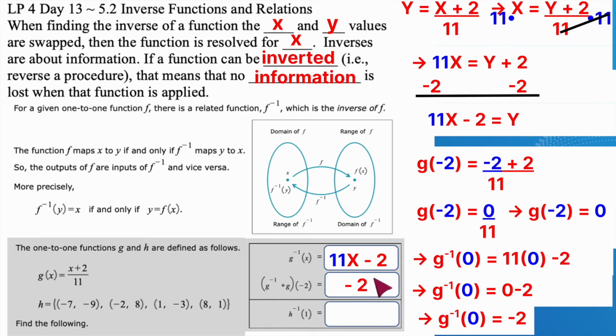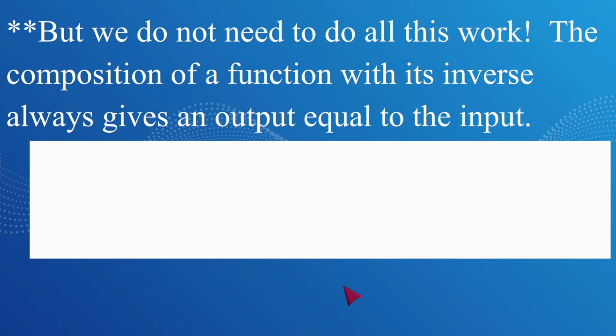So this shows that we ended up back at what we started with. We started with our input of -2, and our output is back to -2 for g of -2. So our input and our output are the same for each.